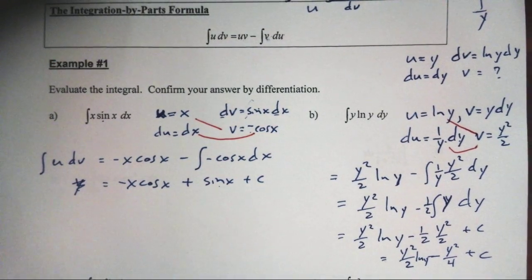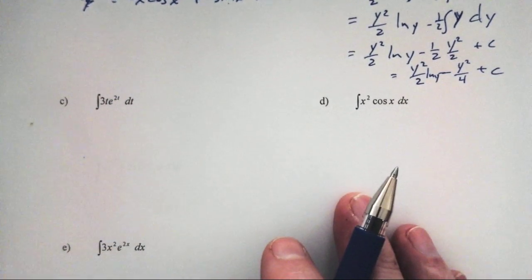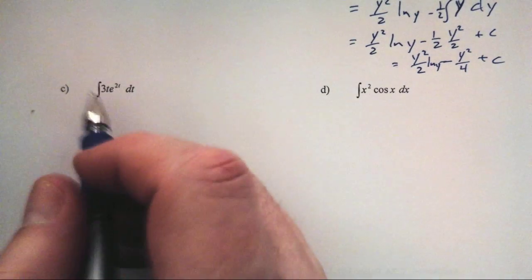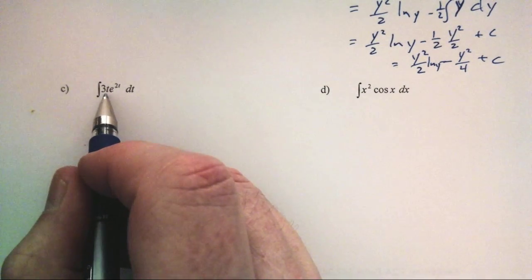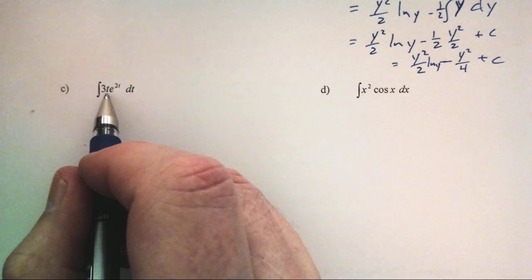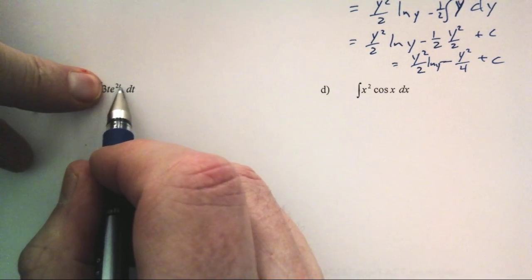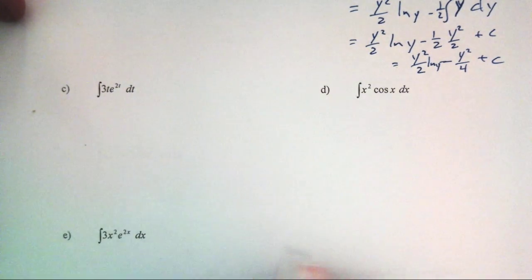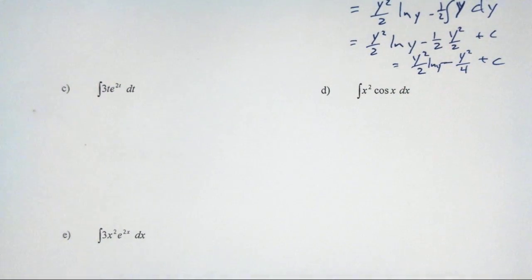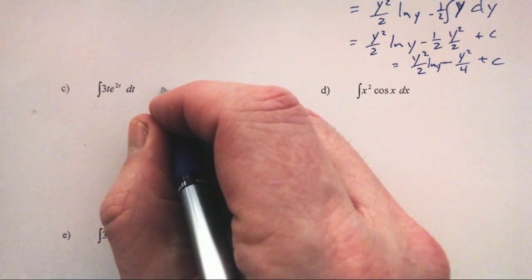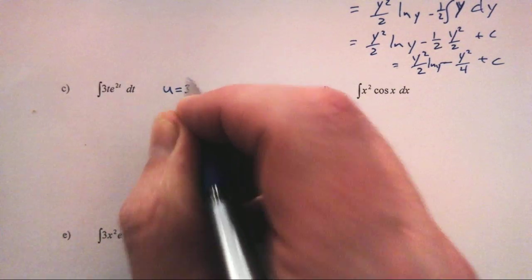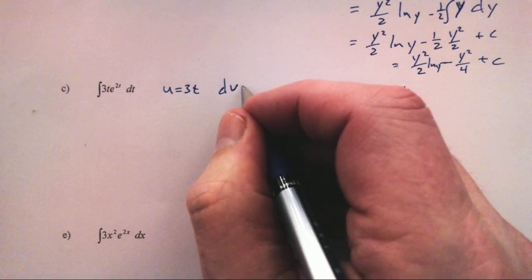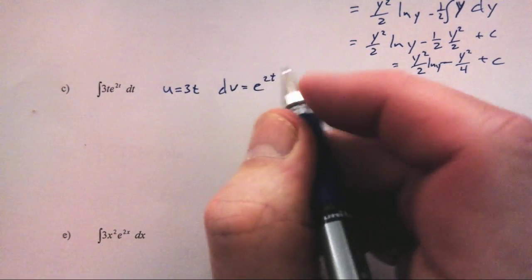Okay, let's take a look at problem C. Can I integrate 3t? Sure I can. Can I get the derivative of 3t? Sure I can. Can I get the derivative of e to the 2t? It's very possible I could do this either way. If I have an option, and you'll see why shortly when we get to e, and one of my terms is polynomial, I'm going to choose it to be u. So I'm going to have u be 3t, dv is going to be e to the 2t dt.